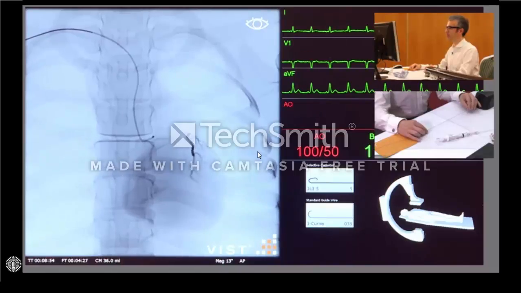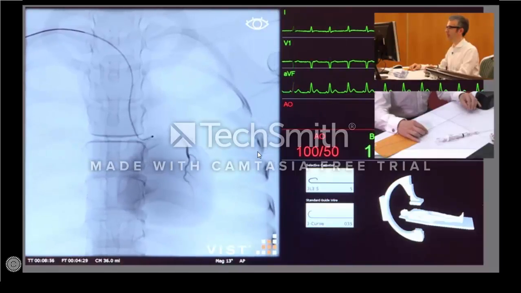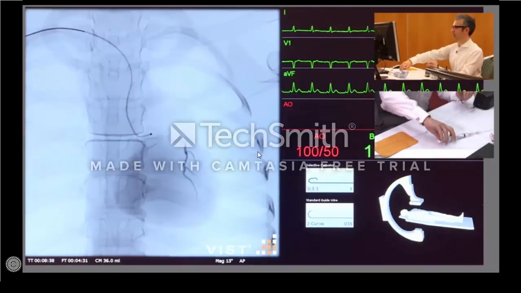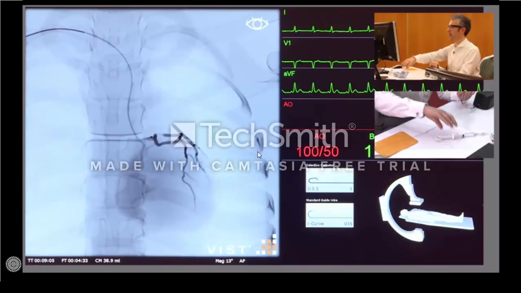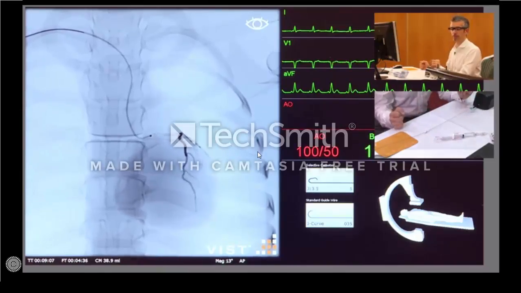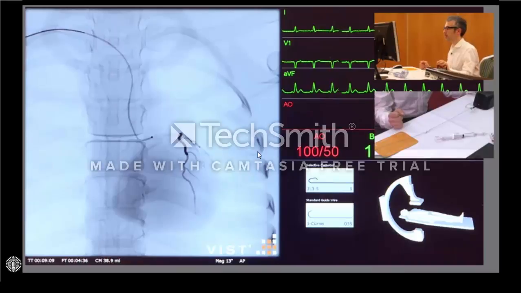So what I'm going to do is just gradually pull it back and torque it a little so that it's lying much more in a horizontal plane. Again, checking our pressure tracing is okay, a gentle injection, and we can see the outlines of the coronary vessels then. You can then go ahead and select your different views.